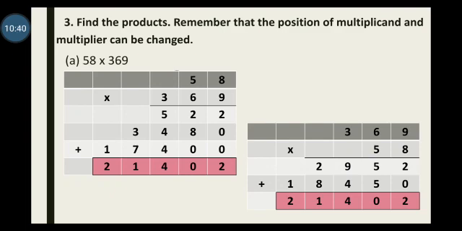Let's come to question number 3. Find the product. Remember that the position of the multiplicand and the multiplier can be changed. This question has to be done in the notebooks, children. So 58 multiplied by 369. As the method says, I will multiply 58 by 9 first. 9 8s are 72. 7 goes to the carry. 9 5s are 45. Add 7. You get 52.